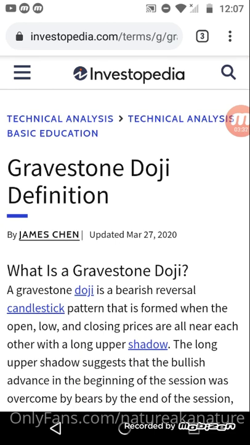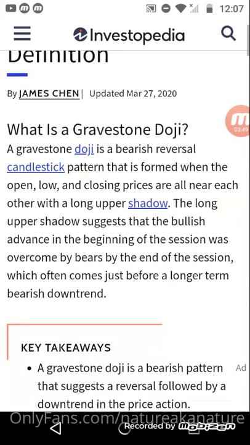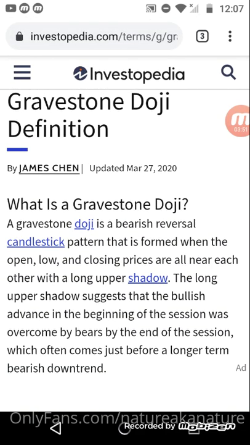You do see these dojis forming in a trend. Like I said, I've been studying the market for almost a year now, and I see these all the time, and a reversal forms right after that. Sometimes it doesn't, but let's dive into the Gravestone Doji definition.